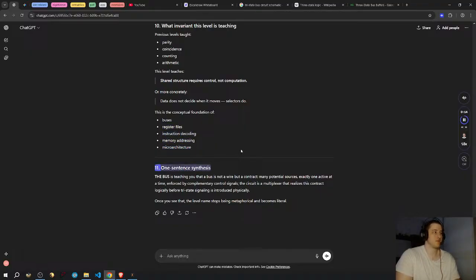11. One-sentence synthesis. The bus is teaching you that a bus is not a wire but a contract. Many potential sources, exactly one active at a time, enforced by complementary control signals. The circuit is a multiplexer that realizes this contract logically before tri-state signaling is introduced physically. Once you see that, the level name stops being metaphorical and becomes literal.